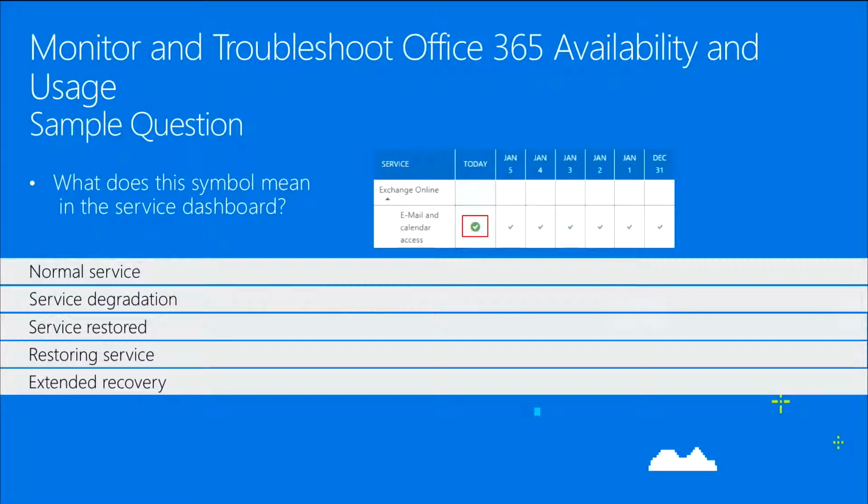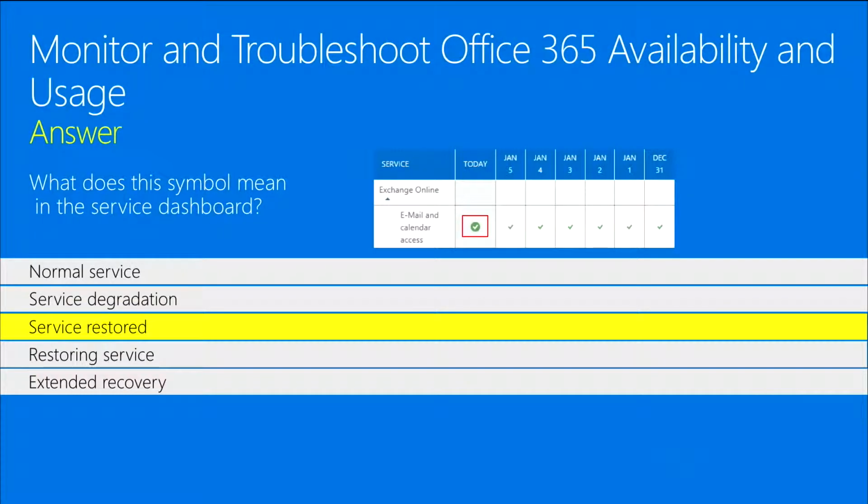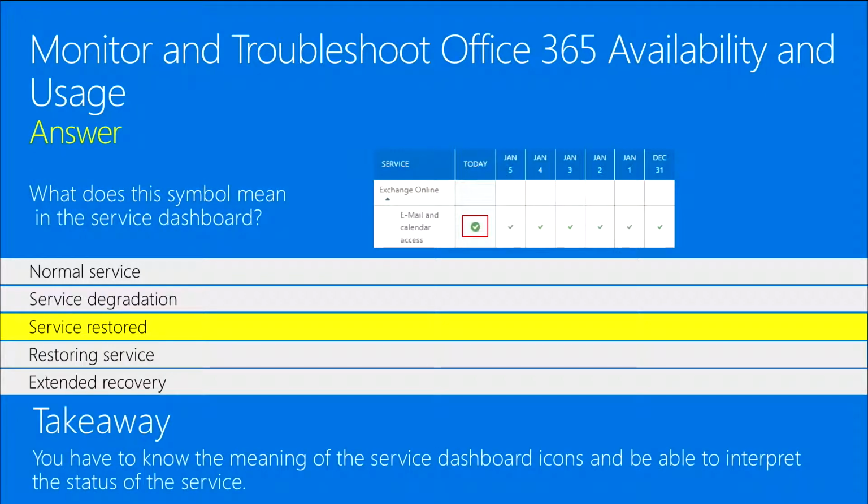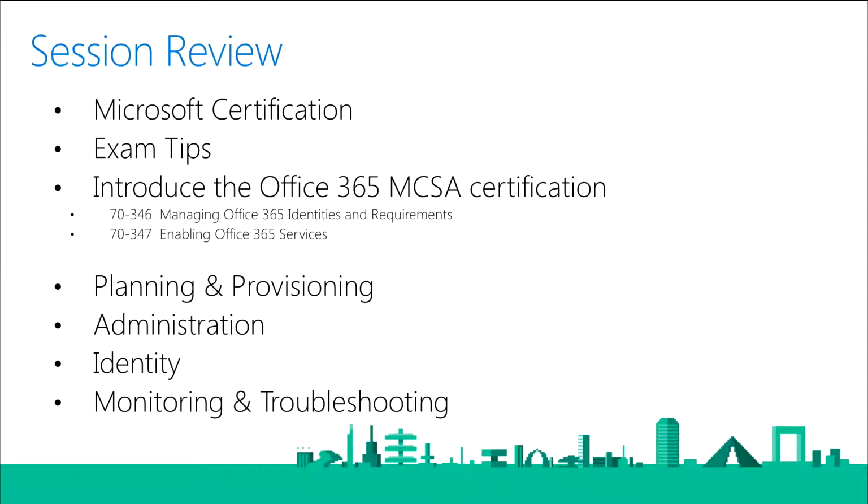Alrighty. So, quick question then. Know those symbols. So you can see here that you get the little circle with the green, the green with the white tick. What does it mean? It means service restored. So know what those mean. Okay? Know how the service dashboard works.